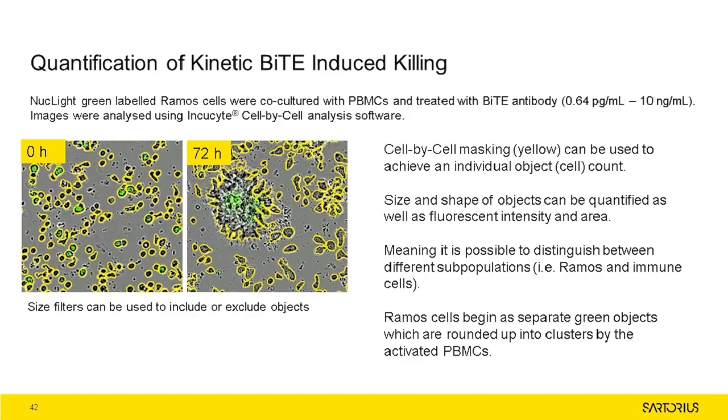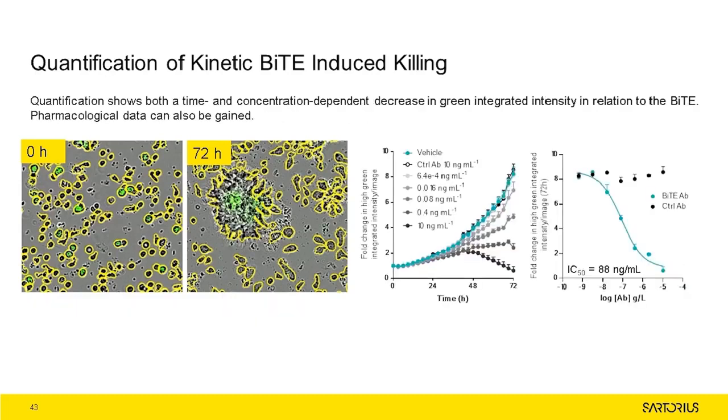In these two images, we can see how the Ramos cells start as individual green objects, but are then rounded up into clusters by the activated PBMCs. This change in behaviour can then be quantified by looking at the fold change in green integrated intensity, and this metric allows for the fact that we lose definition of the individual green objects as they cluster. When this data is plotted over time, we can see that the BiTE antibody induces a time-dependent, concentration-dependent decrease in green signal, meaning the target cells are dying in response to the presence of the BiTE.